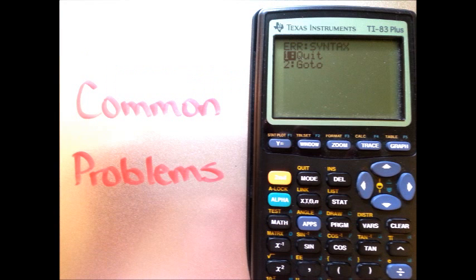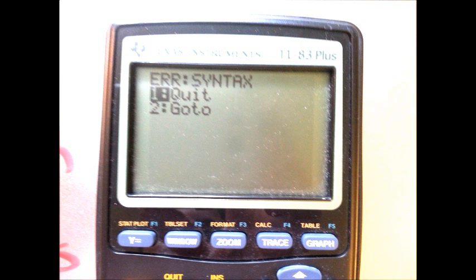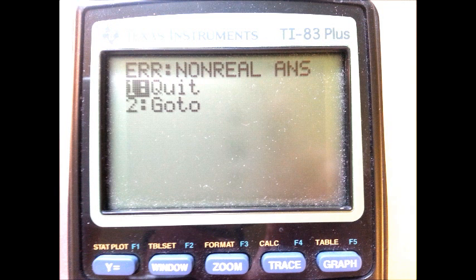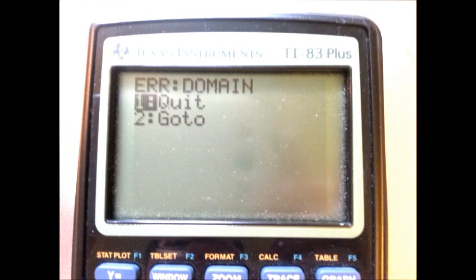Some common errors with the calculators. If you have a syntax error, this means you made a mistake in your typing, and you can choose the Go To option to see where that mistake is. A non-real answer error means you ask the calculator to do something impossible, for example, the square root of a negative. A domain error is sort of the same idea.